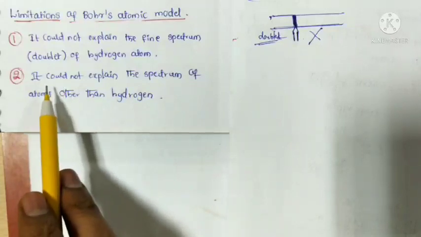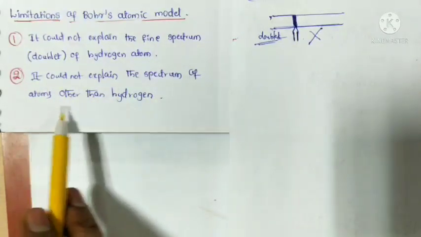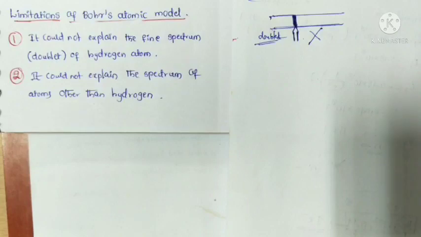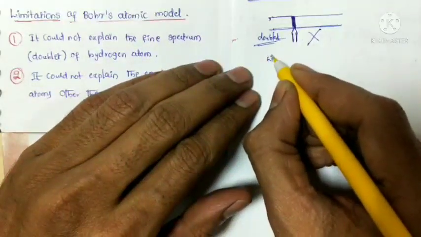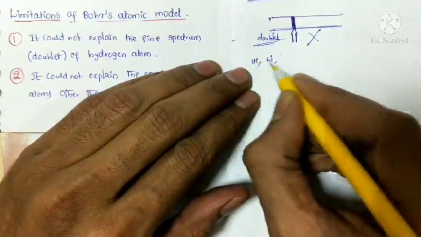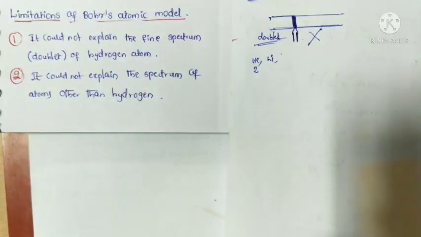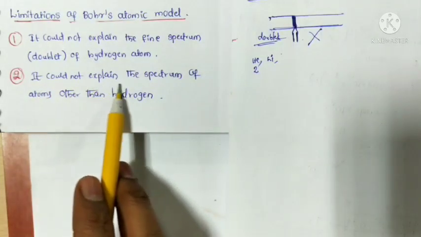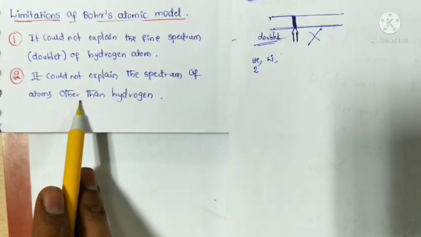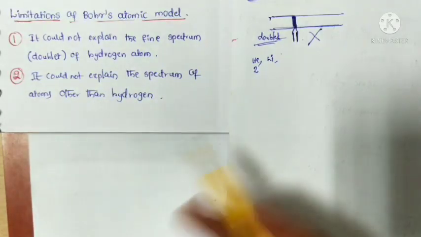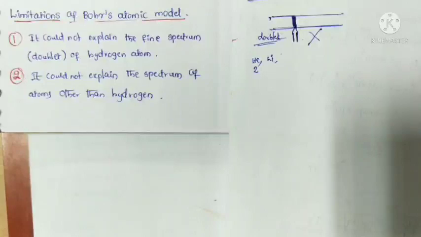And the next one is it could not explain the spectrum of atoms other than hydrogen. For example, here we take lithium or helium. Helium has 2 electrons. That spectrum could not be explained by Bohr's atomic model. So Bohr's atomic model can explain only one-electron systems. That's why it could not explain the spectrum of atoms other than hydrogen, lithium, helium.